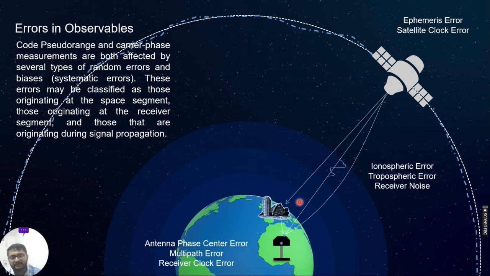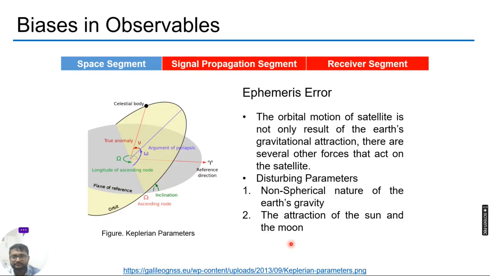And when the signal reaches the receiver side, we have the antenna phase center error because of the antenna. Then we have multipath error and the receiver clock error. Now we will see those errors in detail.